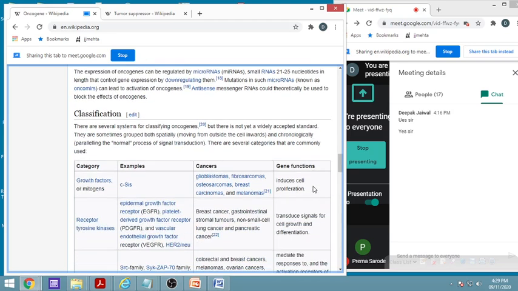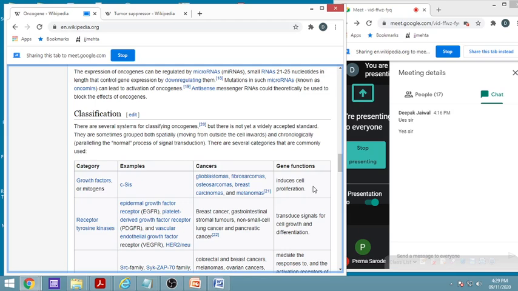There are various ways by which we can classify oncogenes, and there is no exact standard. For example, in pharmacology we can classify drugs on the basis of mechanism of action, or on the basis of chemical classes. Similarly, we can have a variety of classification systems here. Sometimes they are grouped in a spatial way. Spatial means starting from outside of the cell and coming up to the nucleus or chromosomes.